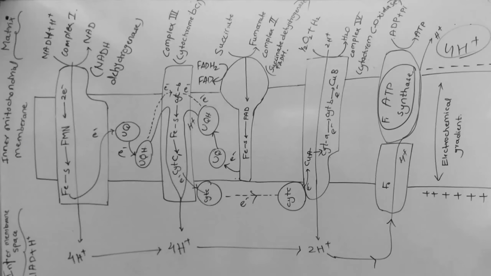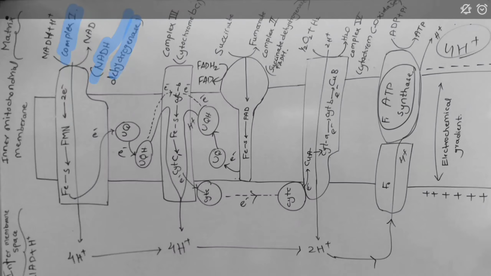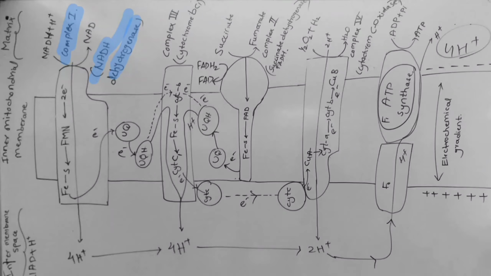And there are 5 complexes which together prepare ATP molecules. Now, dealing with the names of the complexes. Complex number 1 is called NADH dehydrogenase. The second one, complex 2, is also called FADH dehydrogenase or succinate dehydrogenase.